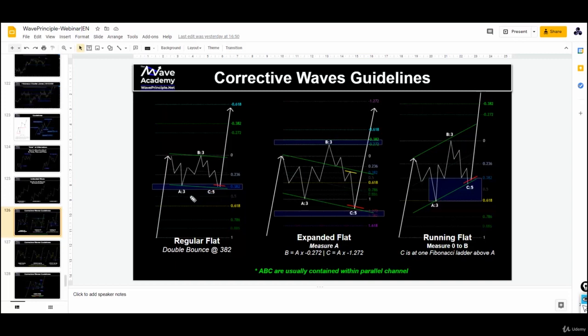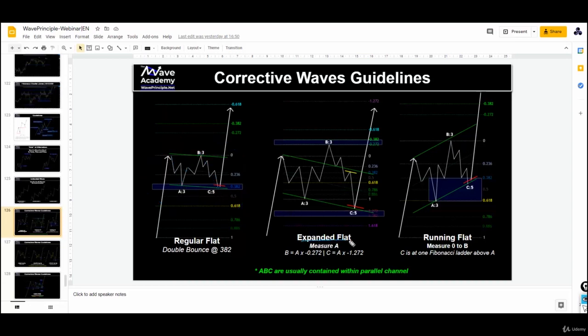But right now, the only thing that you need to know is that it's 3 movements contained within a parallel channel bouncing twice at 0.382, confirmed when it bounces after C. Especially if you see an ending diagonal here or a bullish pattern such as a candlestick formation with a long wick. That usually happens at wave C. This is a regular flat. As you can see, it's horizontal.